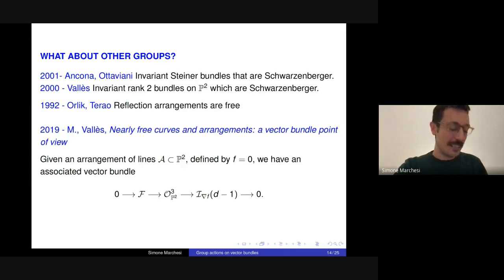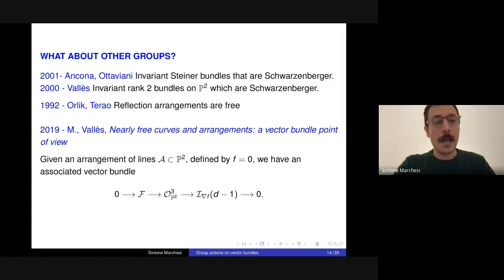Another choice of the group, for example, was considered by Orlik and Terao, when we pass to hyperplane arrangements. Hyperplane arrangements are a finite union of hyperplanes in the projective space. I'm particularly fond of this argument lately.